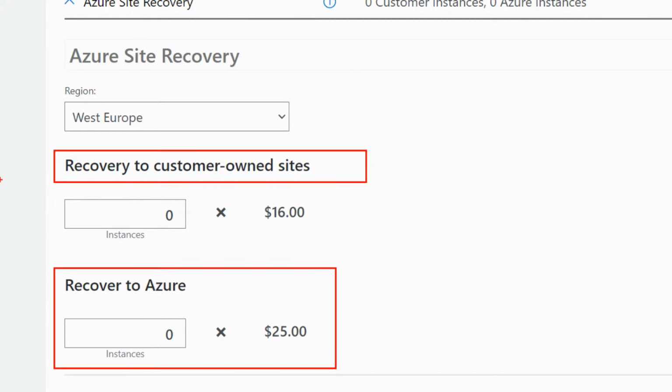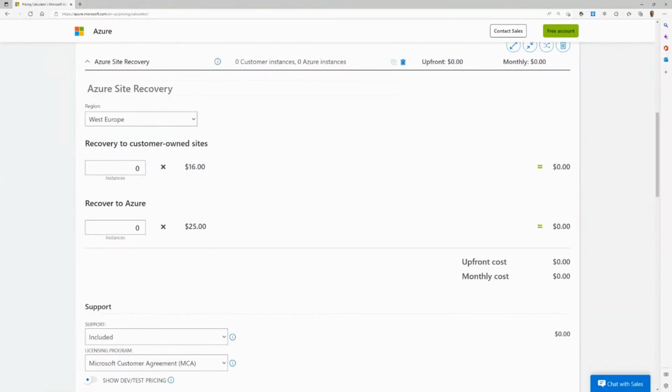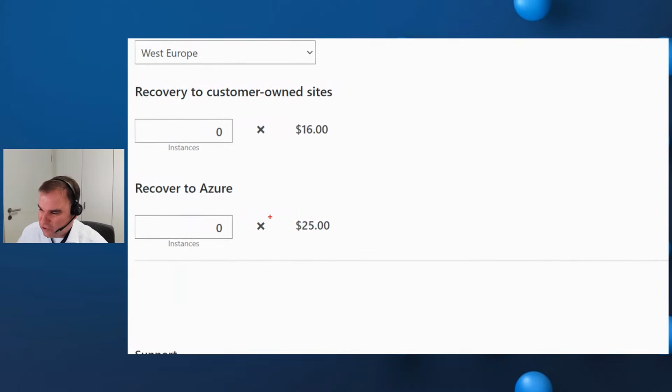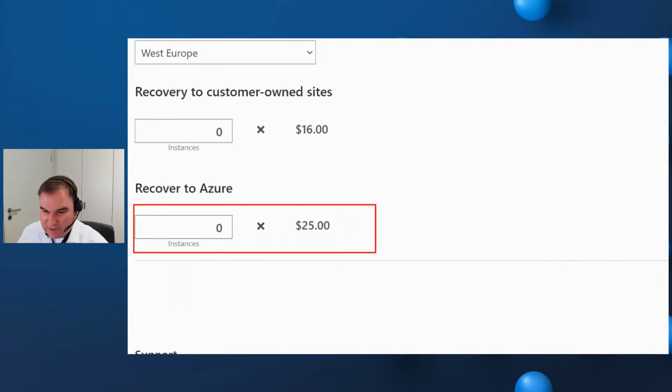This means if my local environment fails, I will be able to switch very fast to the Azure data center because I don't have to recover anything. The virtual machines, the hosts, the workload is already there, but the workload is offline. I only have to fail over and start this workload. And this is $25 per instance. The instance is, for example, a VM plus storage.